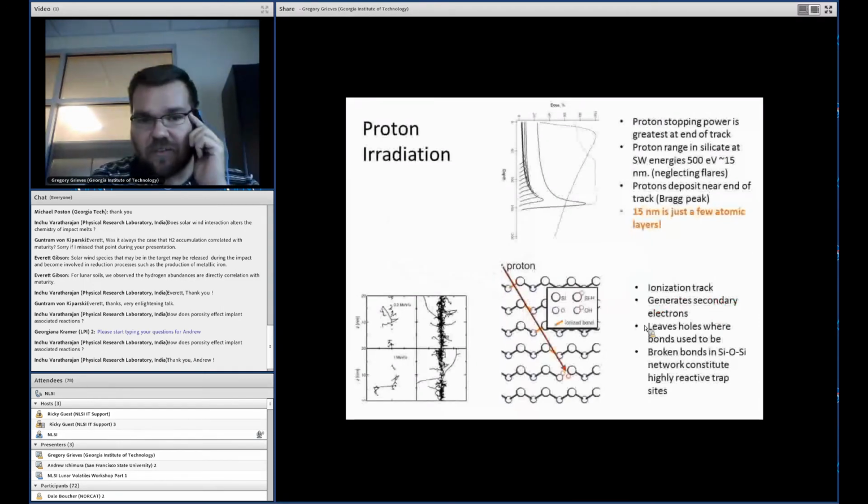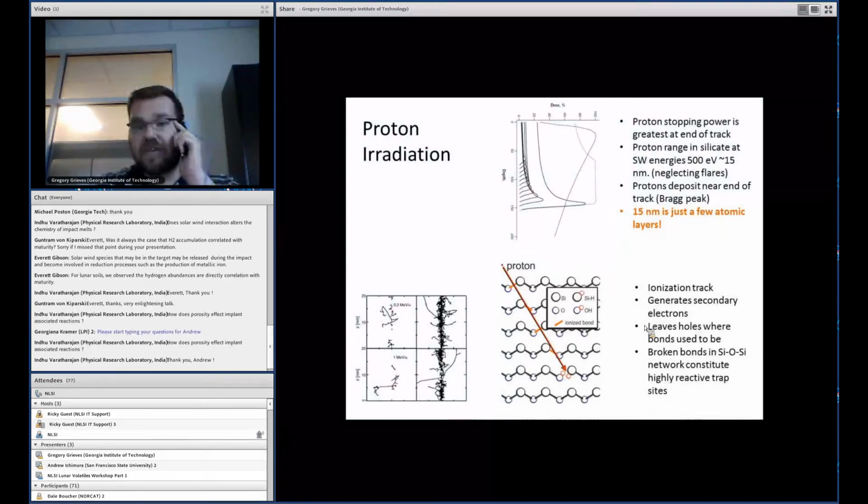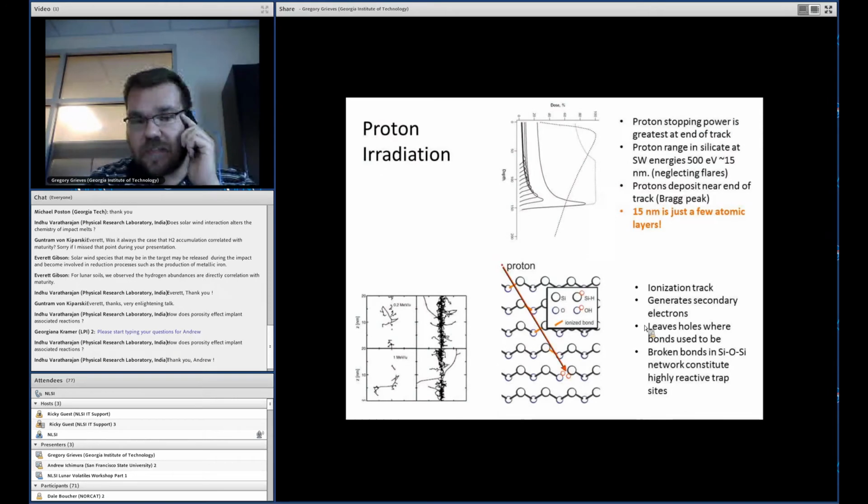Now, Andrew just gave an overview of some more detailed modeling on proton irradiation and implantation, but just as a very simplistic picture, protons penetrate through a material and they lose energy as they decelerate, and they tend to deposit at the bottom of their track. This track's not very deep at solar wind energies. It's just a few atomic layers in most cases.